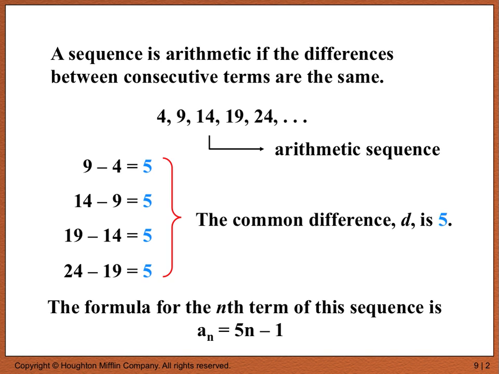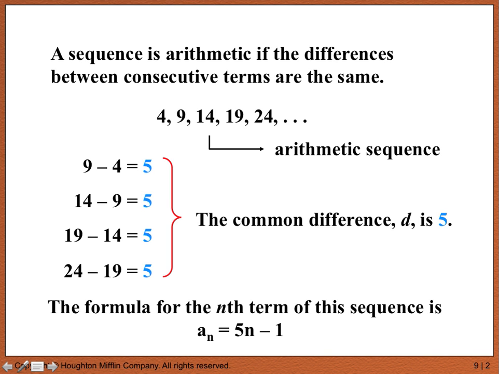The formula for the nth term of this sequence is a sub n equals 5n minus 1. Now we're going to learn how to find the formula for the nth term, but the reason I'm putting it up now is just to get you familiar with the way this is expressed. This expression at the very bottom of the screen, a sub n equals 5n minus 1, is called the formula for the nth term of the sequence.